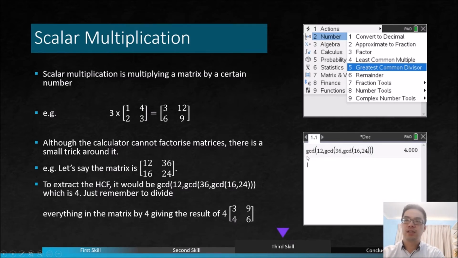And as you can see here, you need to do GCD, which comes up once you type greatest common divisor. Put the first number in, which is 12. Bring up GCD again, bring up the second number, 36. Bring up GCD again, and put the last two numbers. So GCD only seems to work between two numbers, and that's why we need to put so many GCDs in there.